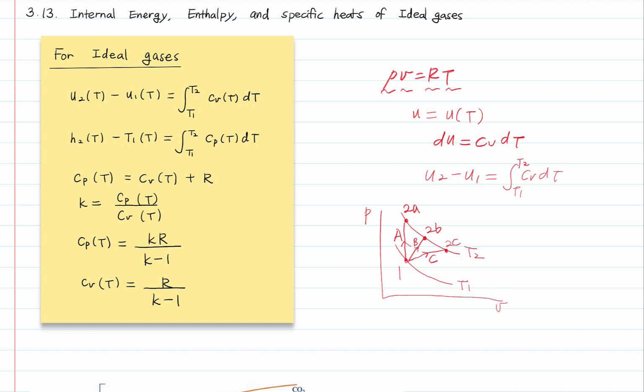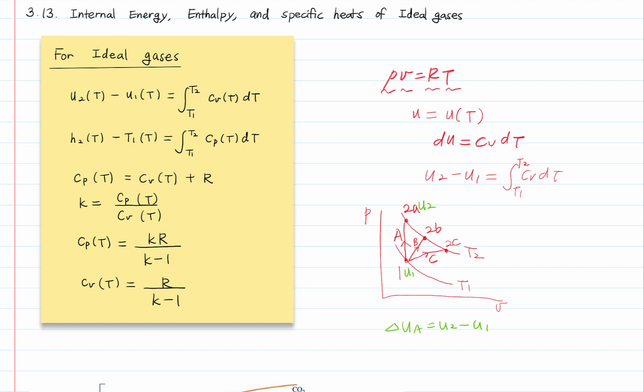Process A is a constant volume process. The internal energy at state 1 is U1. The internal energy at state 2A is U2. So the internal energy change for process A is U2 minus U1.